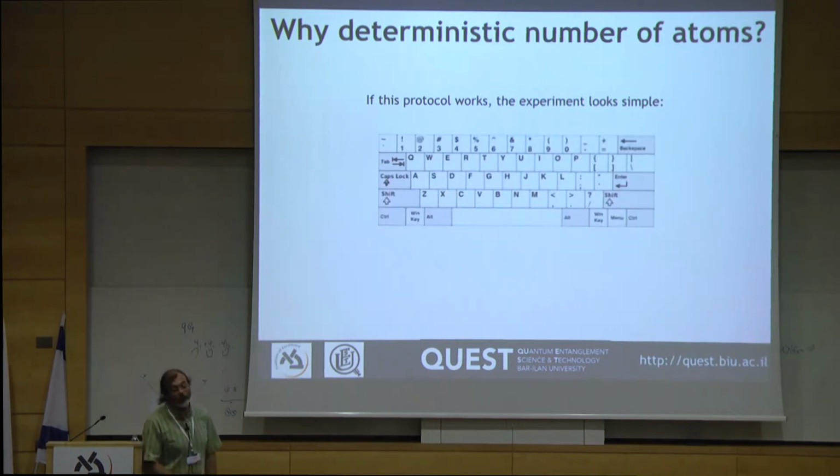So if this protocol works, this is what I imagine as an experimental machine: a keyboard. I don't need all this stuff, I need a much simpler keyboard. So 1, 2, 3, 4, 5, and so on. Now you just click a button, 7, and you get 7 atoms in your machine. Click a button, 8, and you get 8 atoms in your machine. Quite a nice story.